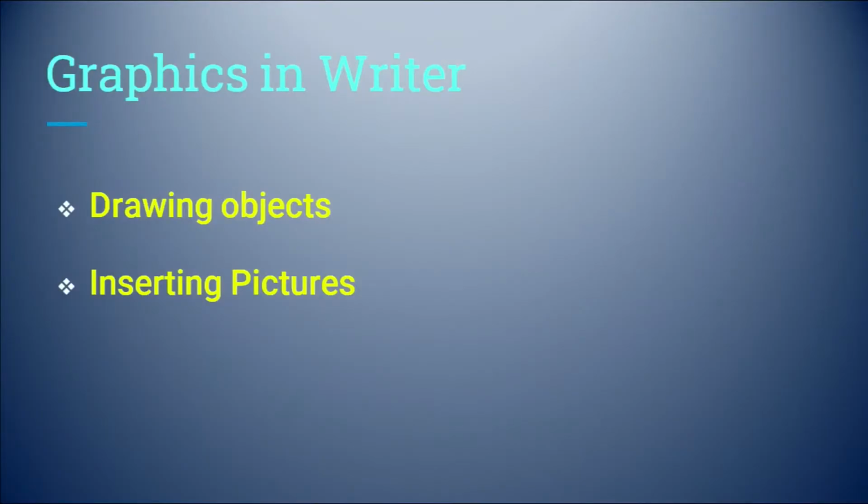Next is the graphics. In any writer, and same applies to OpenOffice as well, we can draw some objects, we can insert pictures, we can insert tables. We will move to the rest of the section later. We will talk about the tables also, but for the objects, either we can simply insert the pictures if we have those readily available in our system.